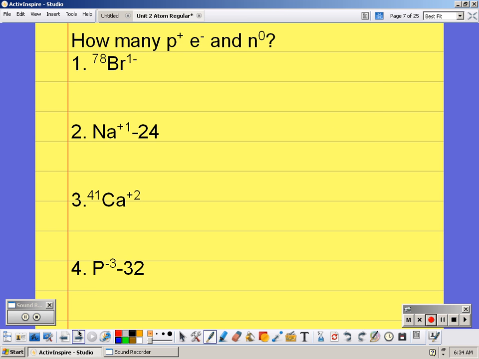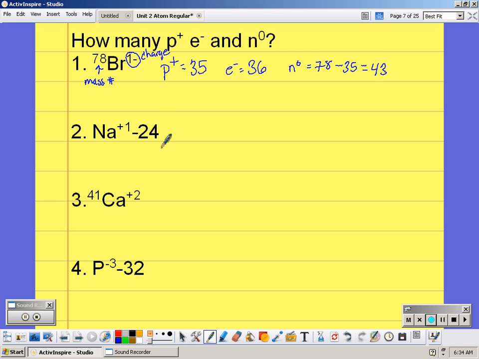So how many protons, electrons, and neutrons do we have in these? For protons, you have to look at the periodic table. Bromine is number 35. There's a negative charge this time. It's negative, so I have more electrons. I have one more negative electron. So that means I actually have 36 electrons. For neutrons, we're going to take our mass number, 78, and subtract our atomic number, or our number of protons, 35, and we get 43 neutrons.